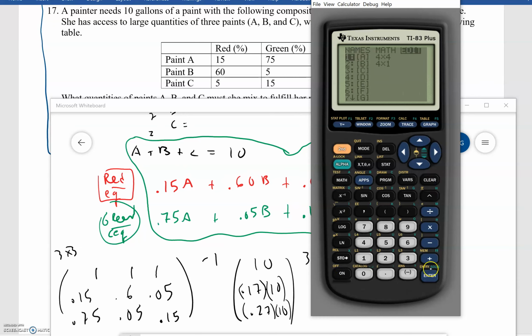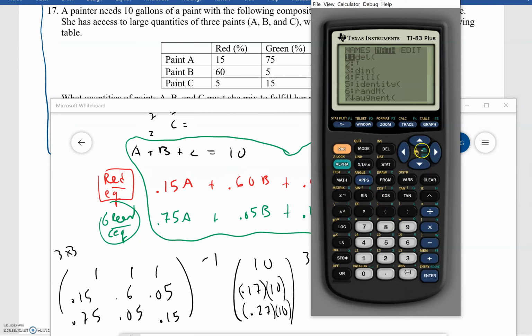Go to Edit, choose A. Now make sure you put in 3 by 3. And my values are 1, 1, 1. So my first row is correct already, actually. Then 0.15, 0.6, 0.05. Row 3 is 0.75, 0.05, 0.15. That's matrix A.